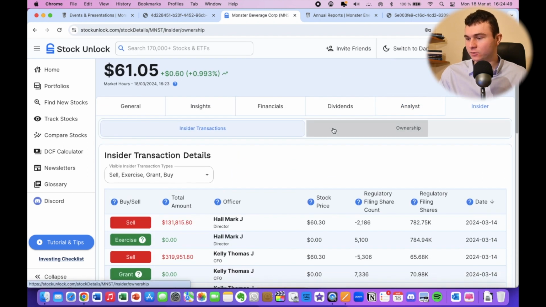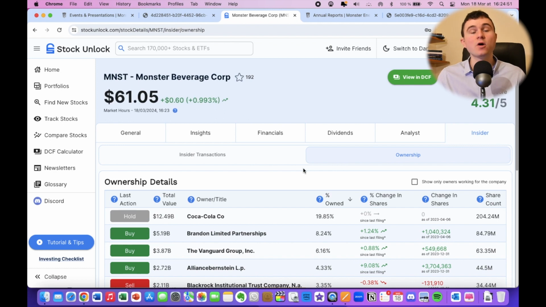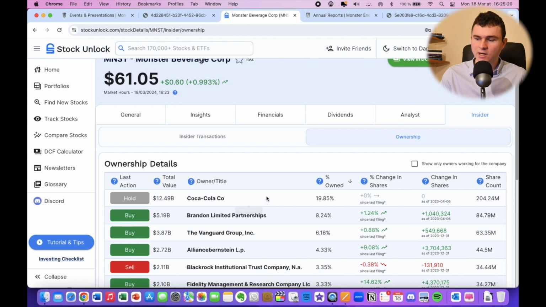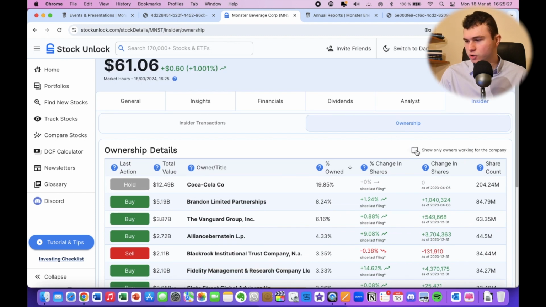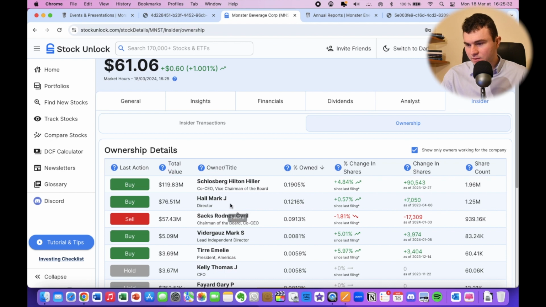Inside, what do we have? Ownership. Let's see if the CEO of the company owns a lot of shares. Coca-Cola owns 20% of Monster Beverage. You have here some big hedge funds, some big mutual funds. Show only owners working for the company. That means the co-CEOs, there are two CEOs here, they own 0.2% and 0.1%. Okay, not a lot of insider ownership.